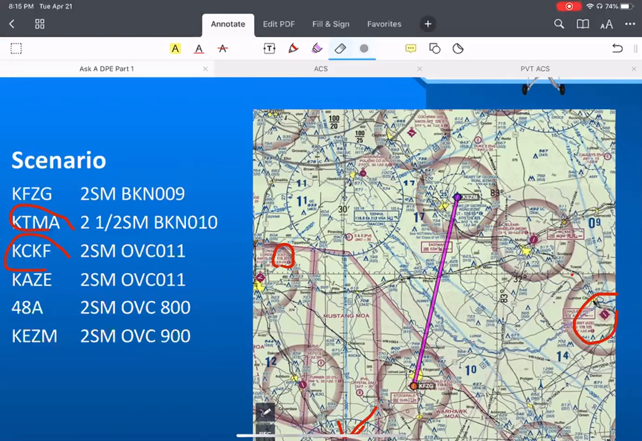700 feet. Okay. What about going up into EZM? And what about the route in between there and EZM? What kind of airspace are you going to be in there? The Echo airspace. Can you go into Echo airspace?